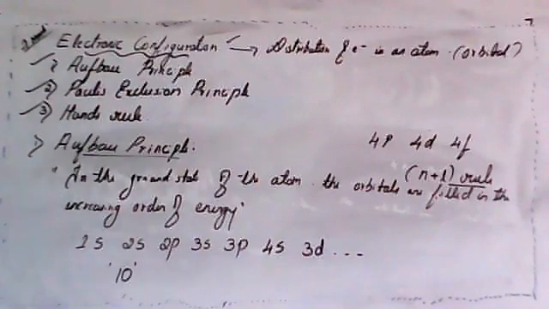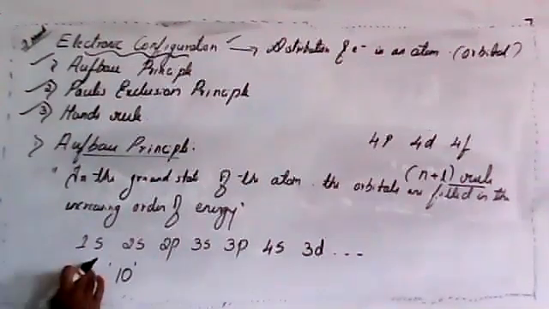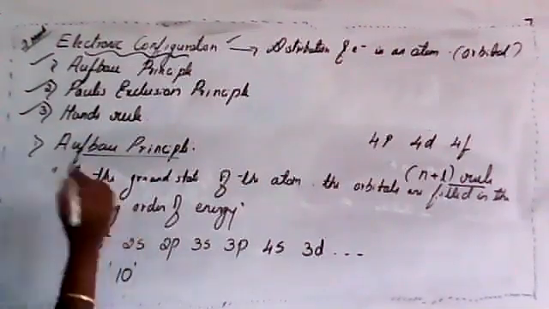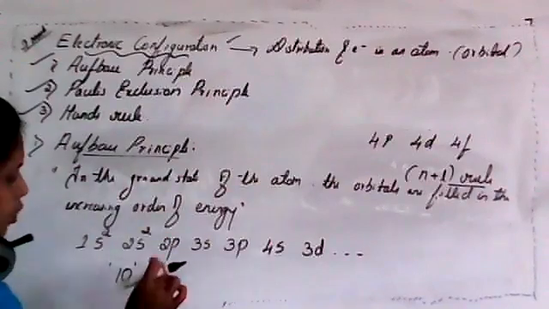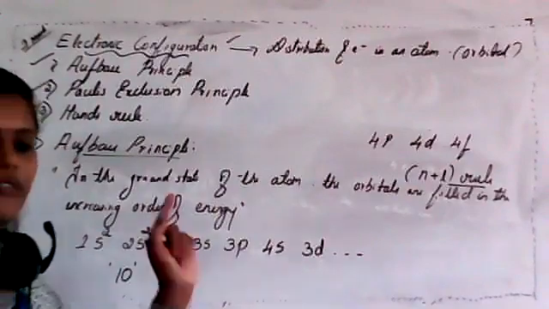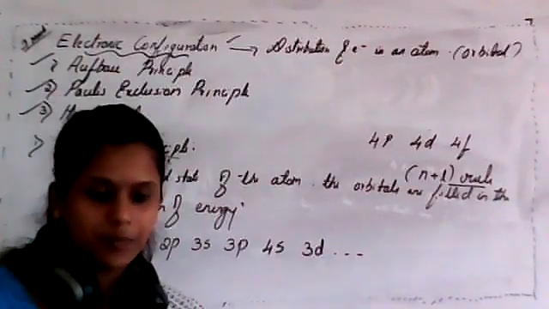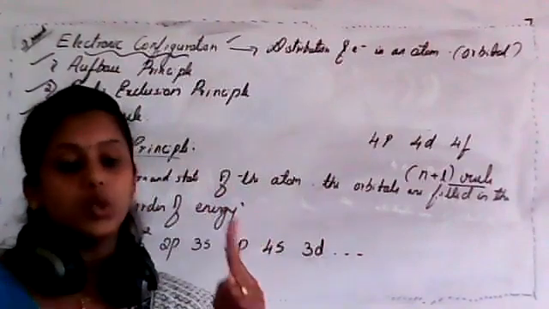So if we have 10 electrons and they must be filled in orbitals, what will it be? It is 1s2, then 2s2. So what is the maximum number of electrons in a p orbital? We know each orbital is composed of only 2 electrons.